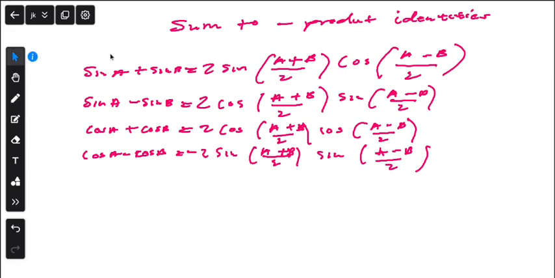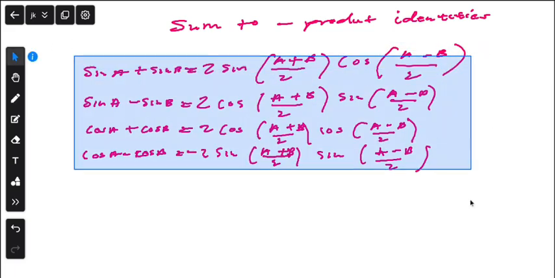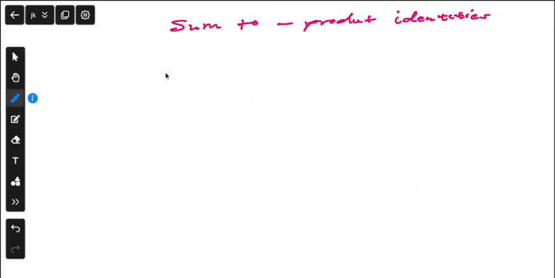So let's try to look at the application. Let's say, for example, they have given you to express this one as the product of 2 functions. Let's say you have sine 4x minus sine x. How can you go about this one here? By using sum to product.